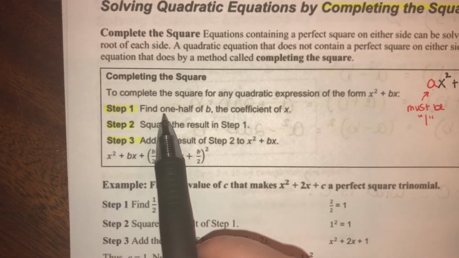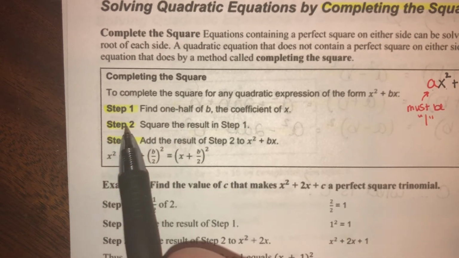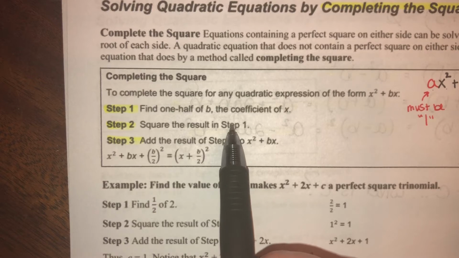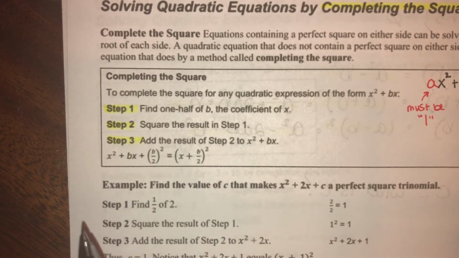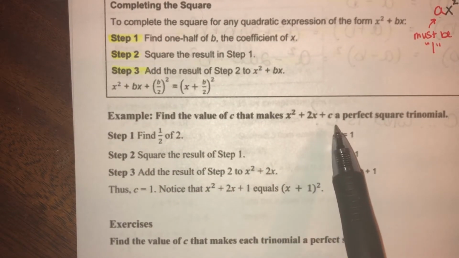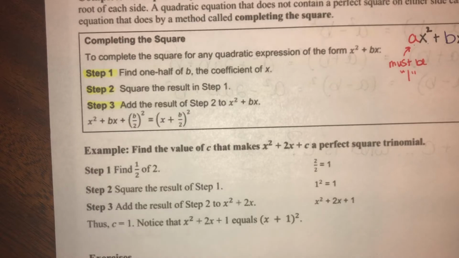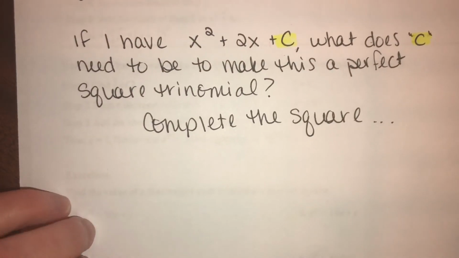Okay, so for that, step 1, find half of b, which is the number in front of x. Step 2, square that number. Step 3, add the result to the end of your equation. That's it, right? So when I have this one I wrote on the back, over here, completing the square, I'm going to follow my 3 steps.